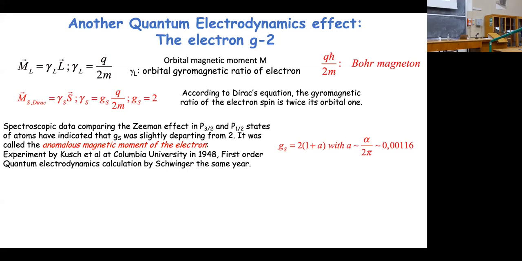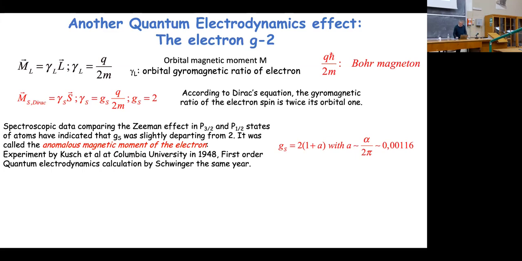So he looked at the Zeeman effect for these two states, and he found a ratio which is consistent with the fact that g is slightly different from 2. In fact, he found a value g equal to 2 times 1 plus a small correction a. And this correction was calculated by Schwinger, who was a theoretician, again a student of Rabi, who said that a should be equal to alpha over 2 pi, which is just 1 part in 1,000. So it was again a demonstration of the fact that vacuum fluctuations played an important role.